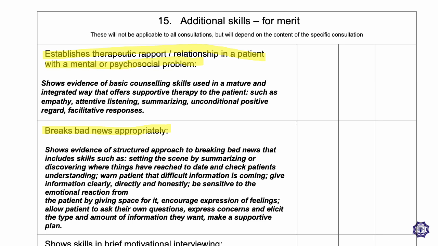So if things are complicated and there is a lot of needing to do active listening, summarizing, facilitating responses, all these things, showing empathy because of how complicated the patient is, and the person is able to do that, you can give them a score in this section. Or the person uses the breaking bad news skills, the SPIKES that we talked about. If they did it well, then they can get it too.